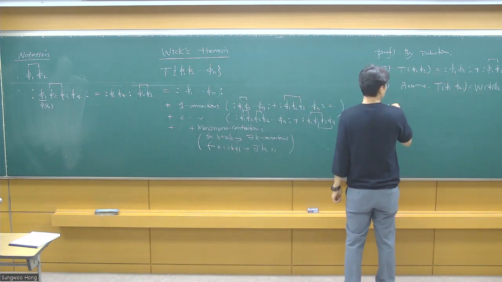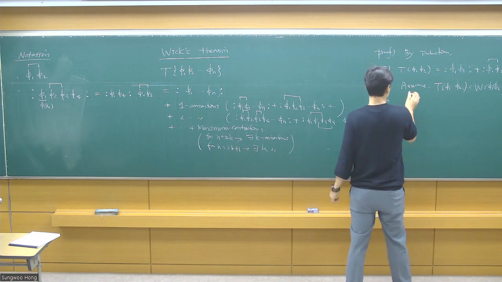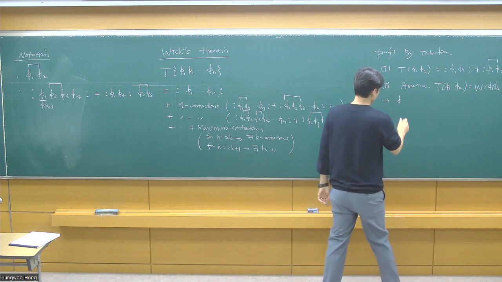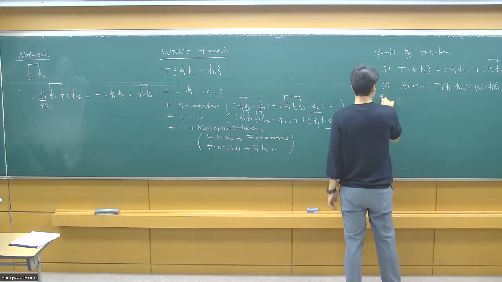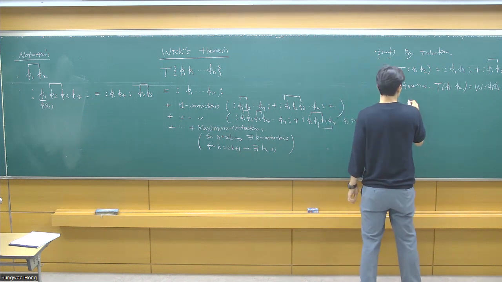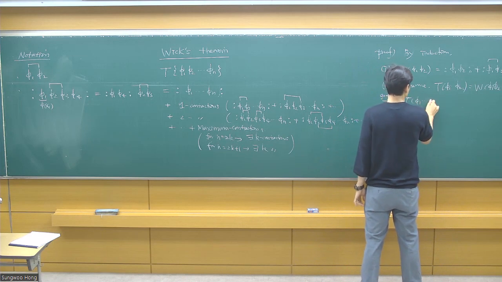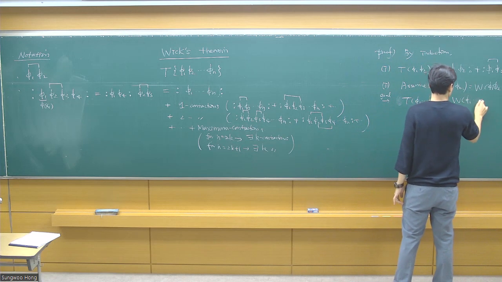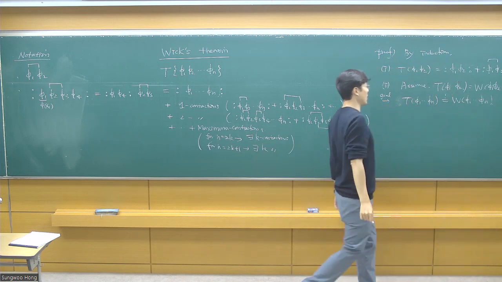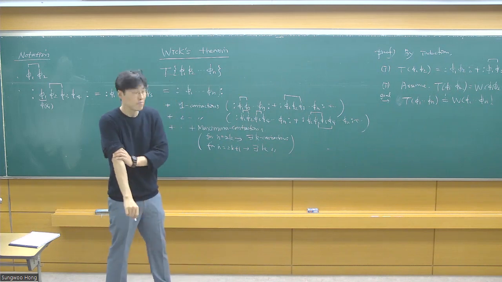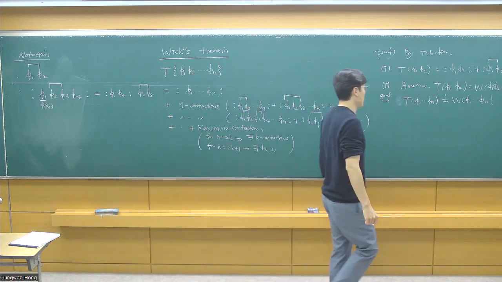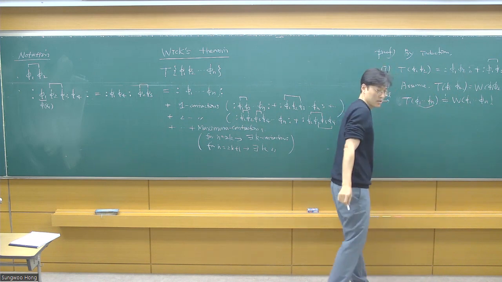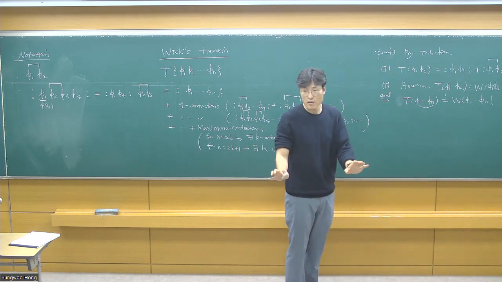So now let's move on to the phi n case. Let's add another field. Then the goal is to show that, with this assumption, this is also true for n fields. So that is the goal. Let's see how that goes. Now let's take a set of n operators. So you're given a set of n operators.